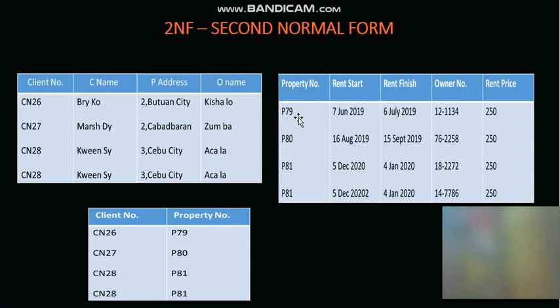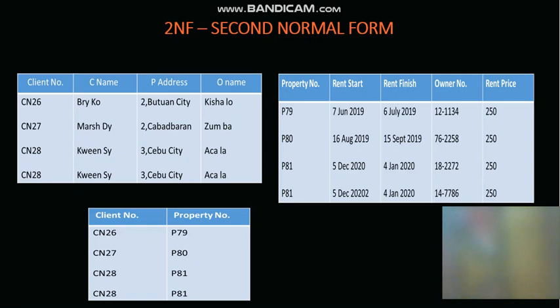So this is a junction table. In this table, these are both the keys, the client number and the property number. This is called the compound key, because it is made of two columns. So now the transaction is here.